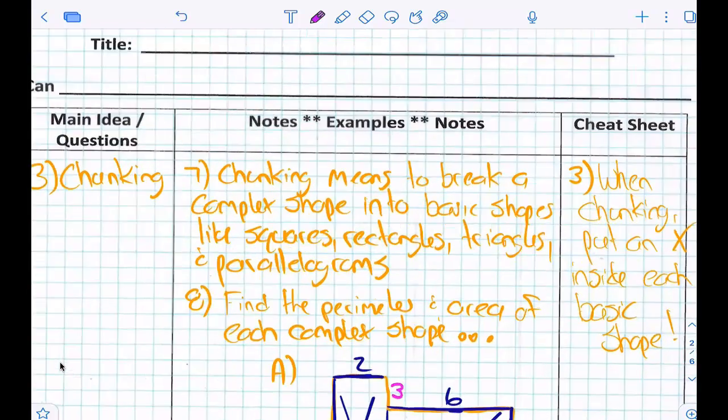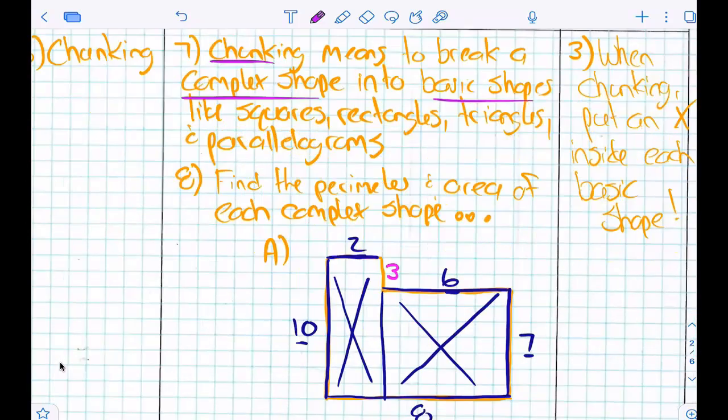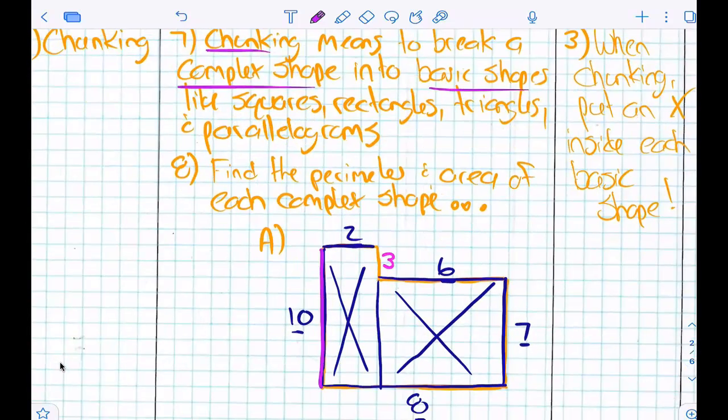So we're going to talk about chunking first, and we're going to talk about perimeter. So when we're chunking, we're talking about complex shapes, right? So chunking, complex, yes? But to chunk means to take a complex shape and make it into probably more than one, right? So my complex shape right here, I'm going to trace it. Can you guys see what I'm tracing? My complex shape is definitely a complex shape.